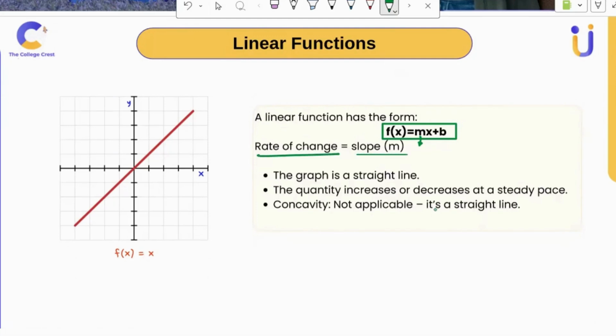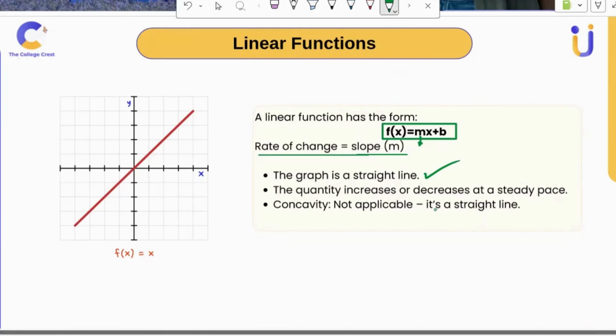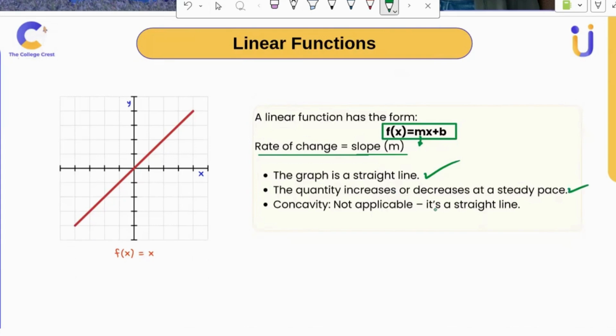Slope is nothing but the rate of change for a linear function, and it will be a straight line. The quantity increases or decreases at a steady pace. So it won't change. The rate of change will be constant. Then concavity of a linear function is not applicable because it's a straight line. You can't see a bending over here, right?